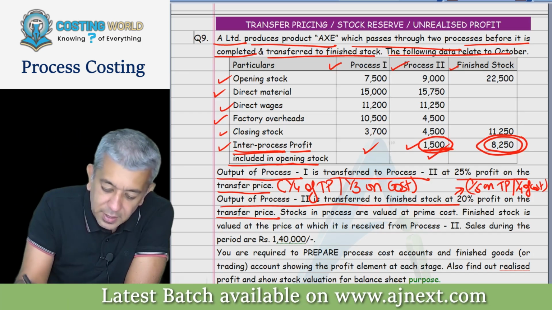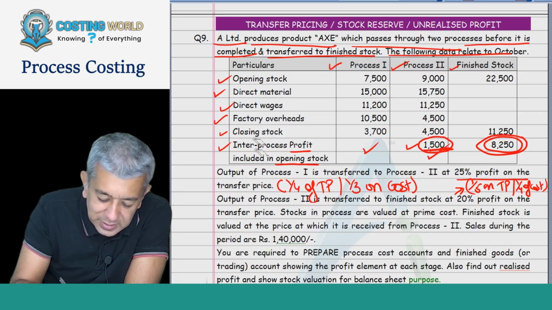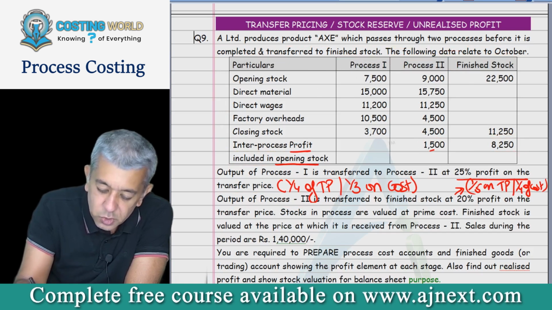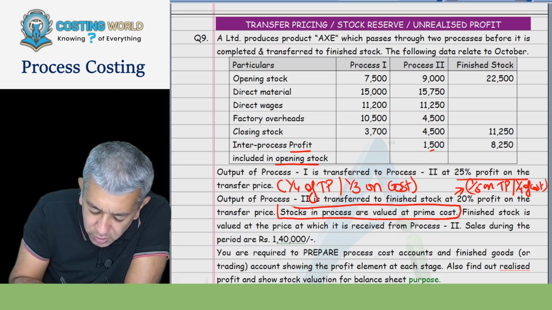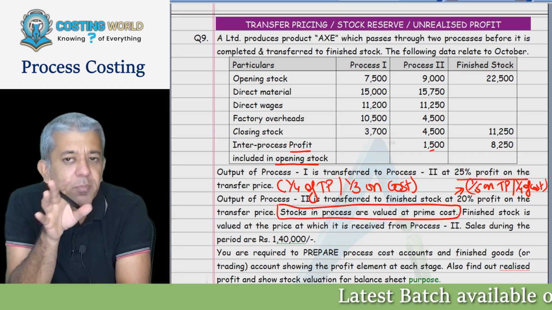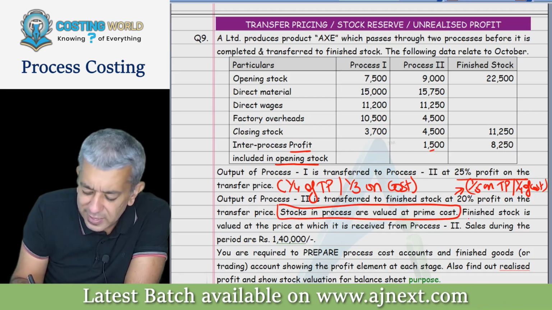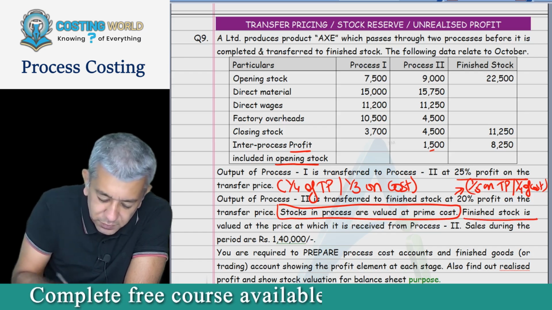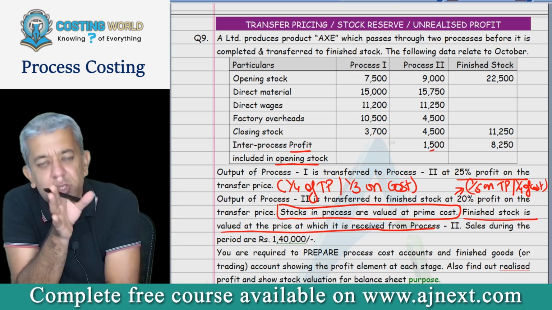Now, one thing that is too important for me, and that is this particular line that I am reading right now, that is stocks in process. Stocks in process means WIP stock are valued at prime cost. I'll come back to this line in some time. Now, this line, whether they give or don't give, it doesn't matter. Finished goods stock is valued at the price at which it is received from process 2.